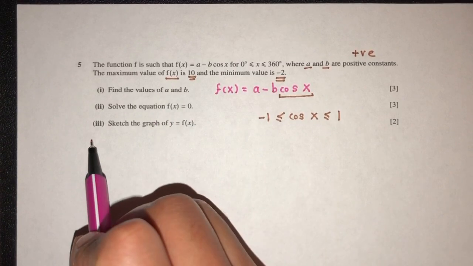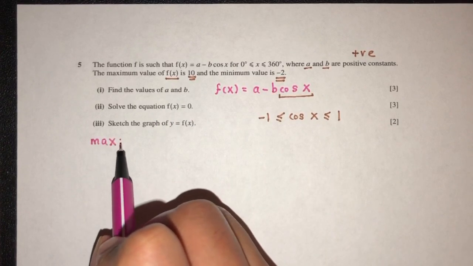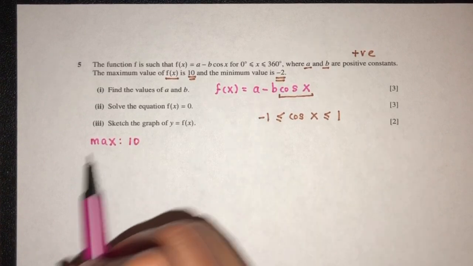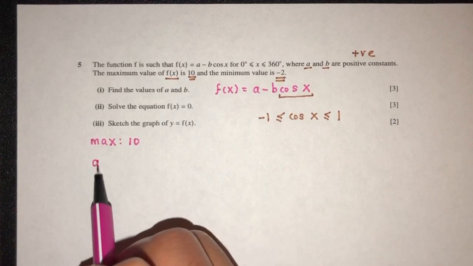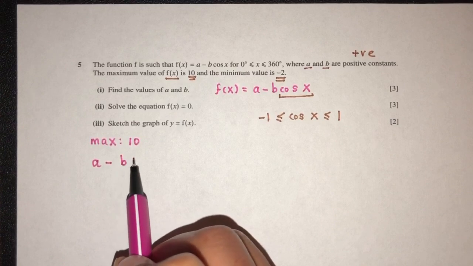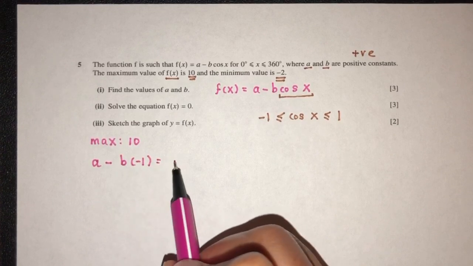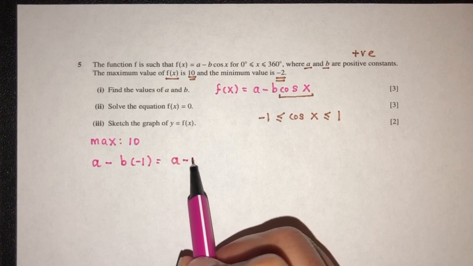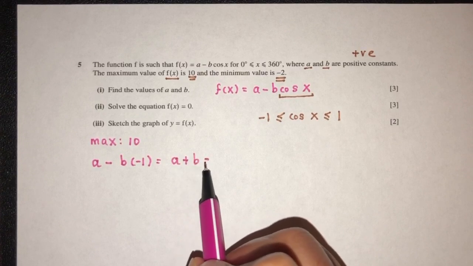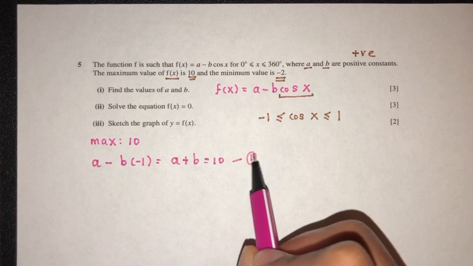So we know that the maximum value is 10. When is f of x maximum? That will be a minus b times -1. So that will be a plus b, which has to be 10. That is my first equation.